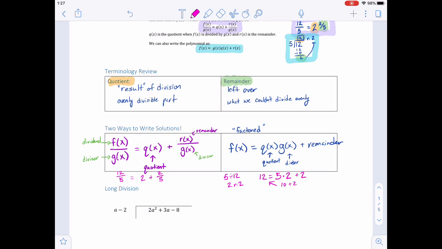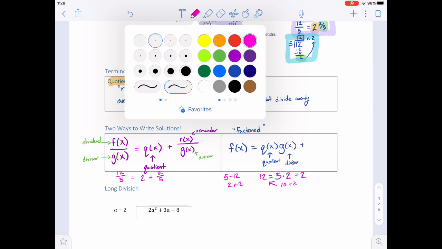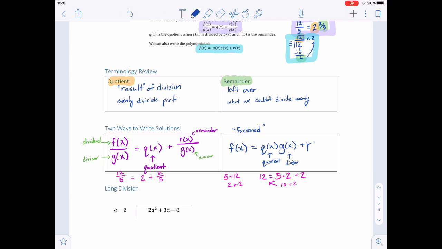So you will need to write your answer in one of these two solutions unless asked for a specific part. If I just ask you for the quotient or I just ask you for the remainder, let's actually change this to r of x, then you can just provide that information.